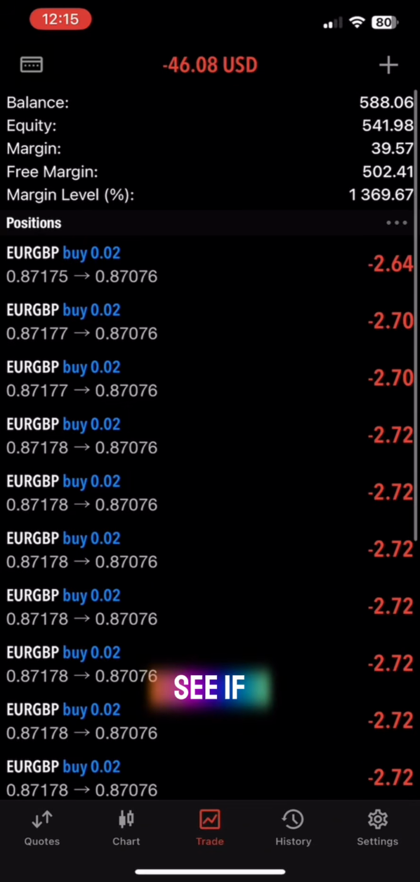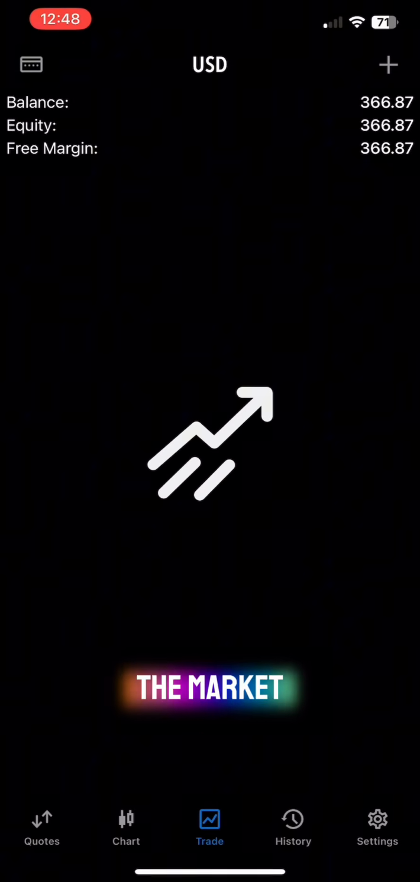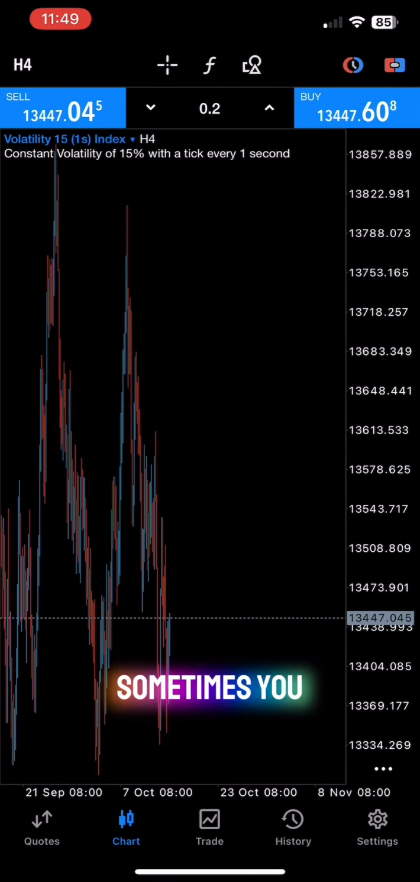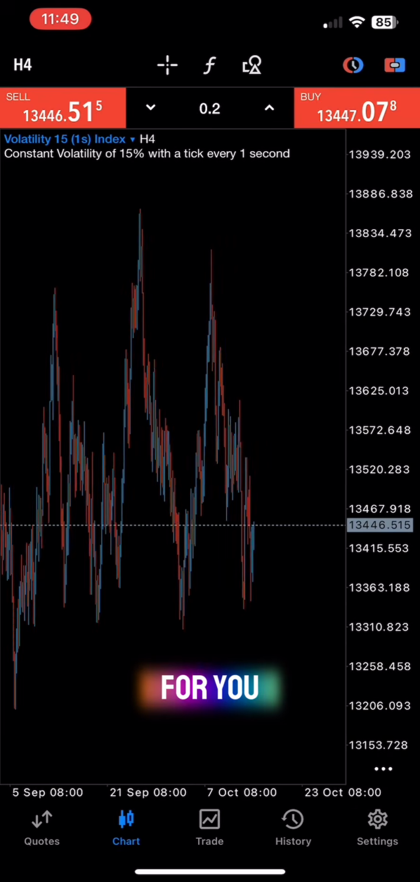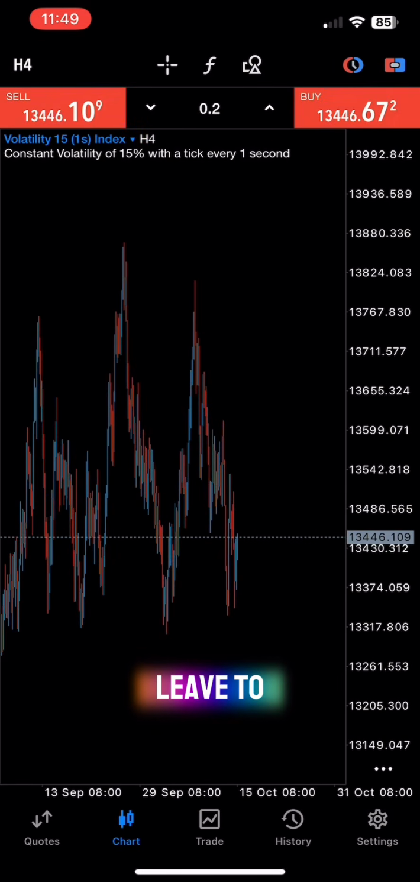So let's see if it is going to correct itself and go up. So let's just wait. After some time, as you can see, I closed the market because this wasn't going in my direction. Anyway, let's move on to the next trade. Sometimes you lose, sometimes you win, and sometimes it is important for you to know when to stop the fight, or you have to leave to fight another day.